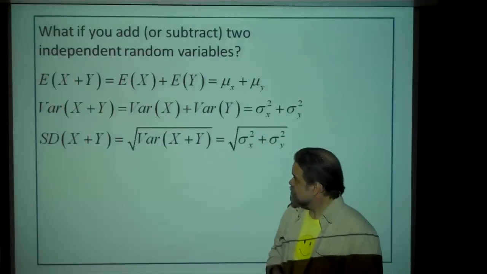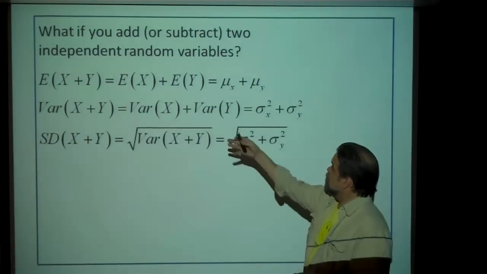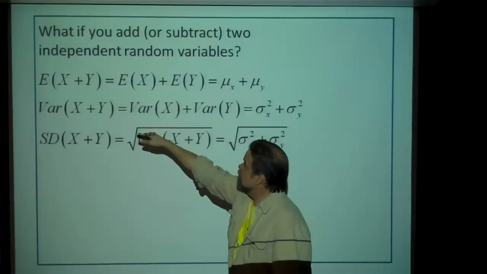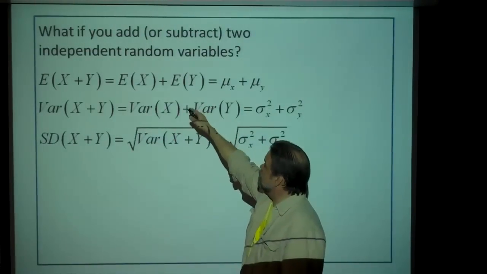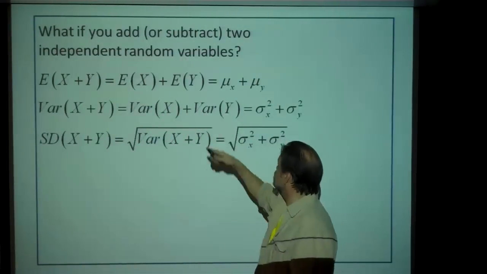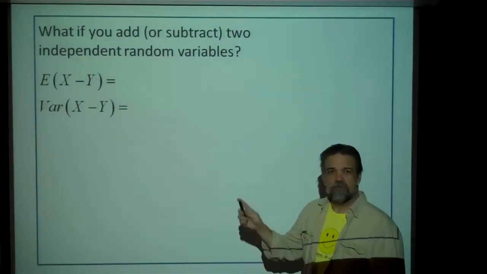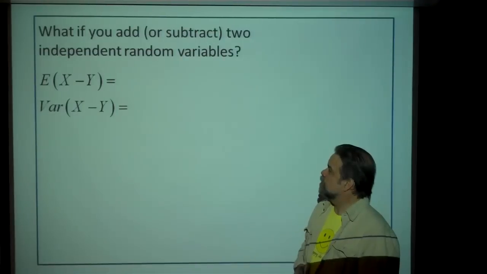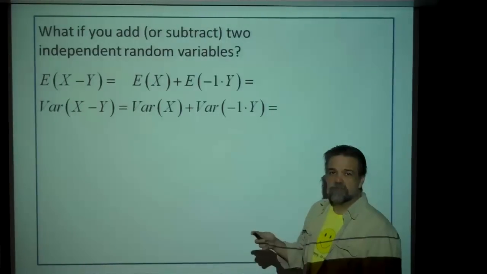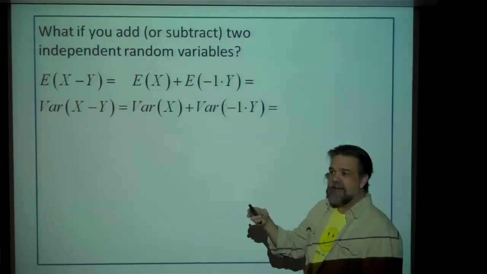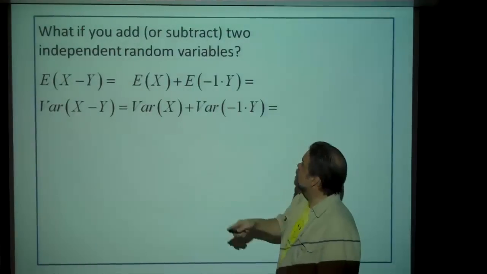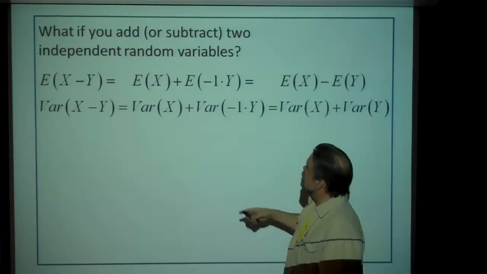That's what I was just saying. So if you add up your two different independent random variables, the mean of the sum is the sum of the means, the variance of the sum is the sum of the variances. And what about if you subtract random variables? Well, you can think of subtracting random variables as adding two random variables where you just multiply the second one times -1, okay?